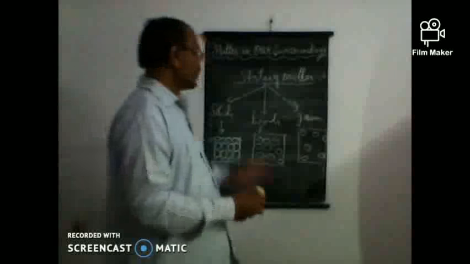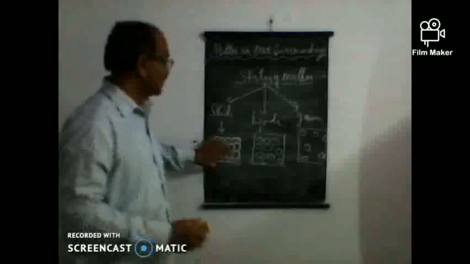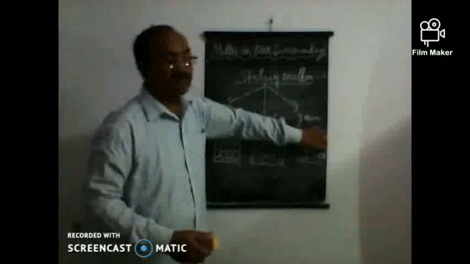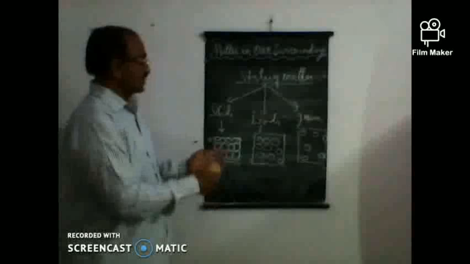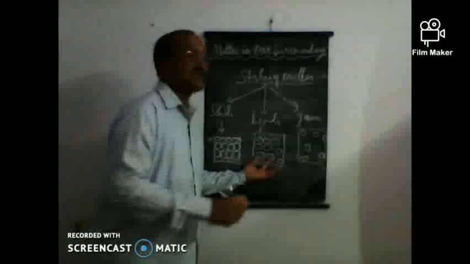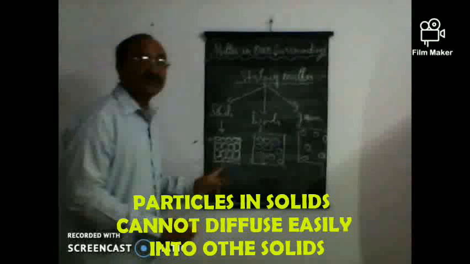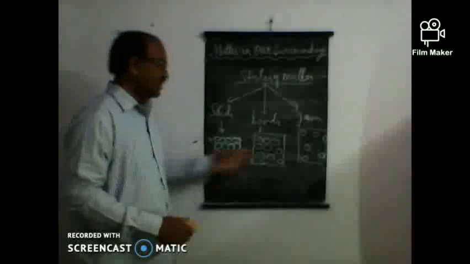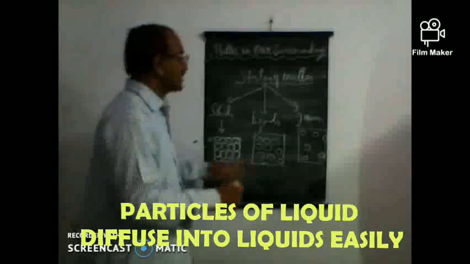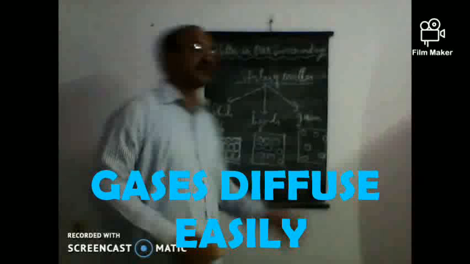So children, we have these three states because of the closeness: the greater force of attraction here, less force of attraction, and least force of attraction between the particles. And the next, they are tightly packed. Their intermolecular space is very less. Intermolecular space is a little more than in solids. And here in gaseous state, the intermolecular space is much more. Here they cannot diffuse easily because the particles are not very free. And here they can diffuse, that is, they can move or they can flow. Whereas in gaseous state, the particles are very free, so they can diffuse easily.